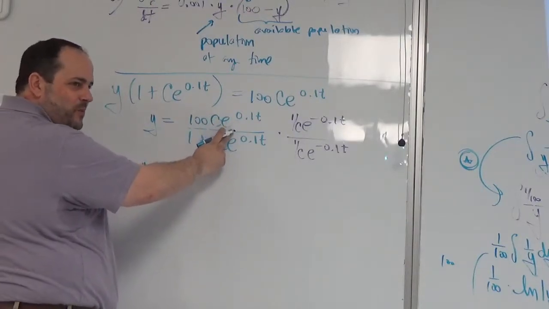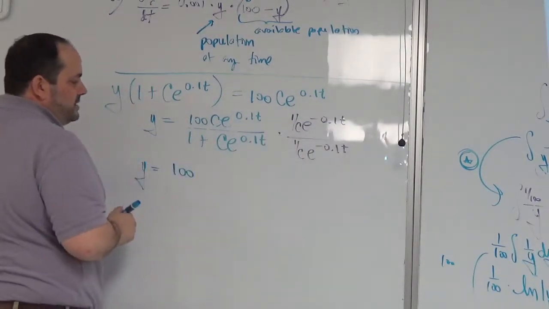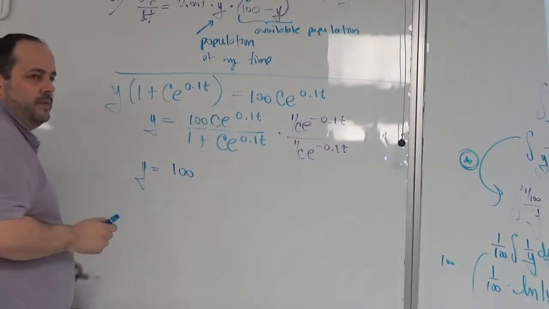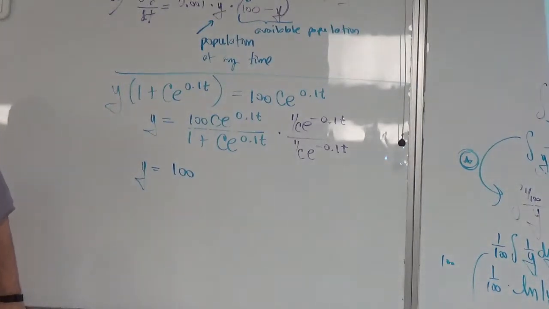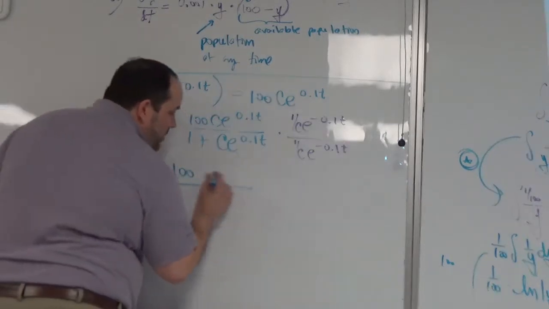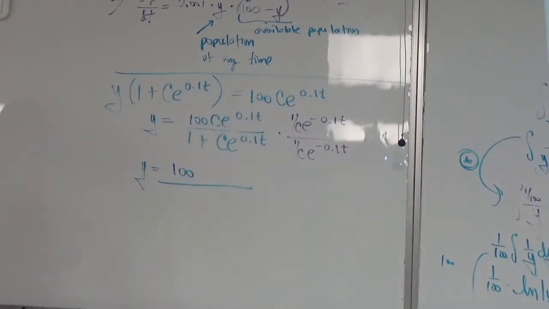E to the 0.1 t times e to the negative 0.1 t. No, I'm multiplying and the bases are the same. The rule is add the exponents. So you get e to the 0, and e to the 0 is 1. I wanted this 100 by itself for a reason, because I want you to see something.